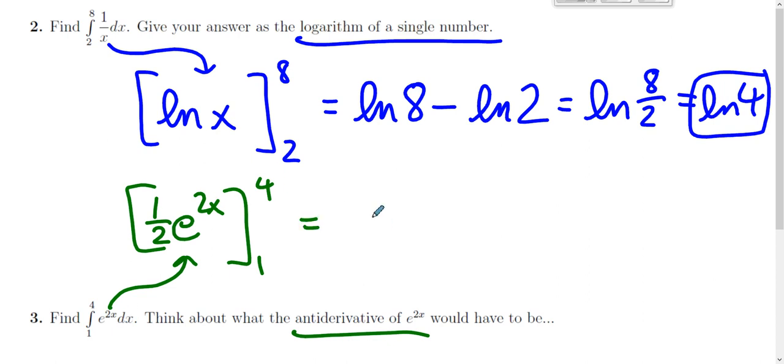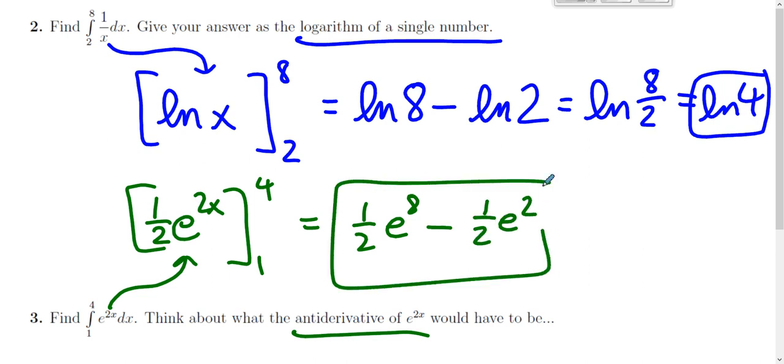So then we substitute the 4, substitute the 1, and subtract the answers. No way to simplify there. Some people are going to say that this is 1/2 e to the 6th, but those people are wrong because we don't do anything with powers when we're subtracting. Okay.